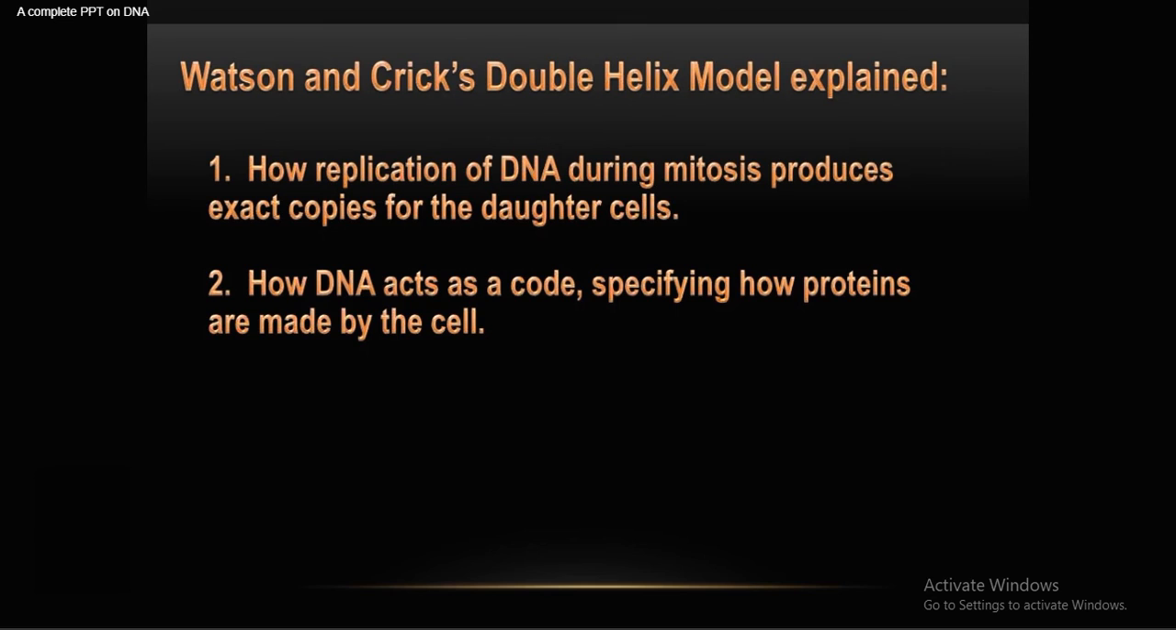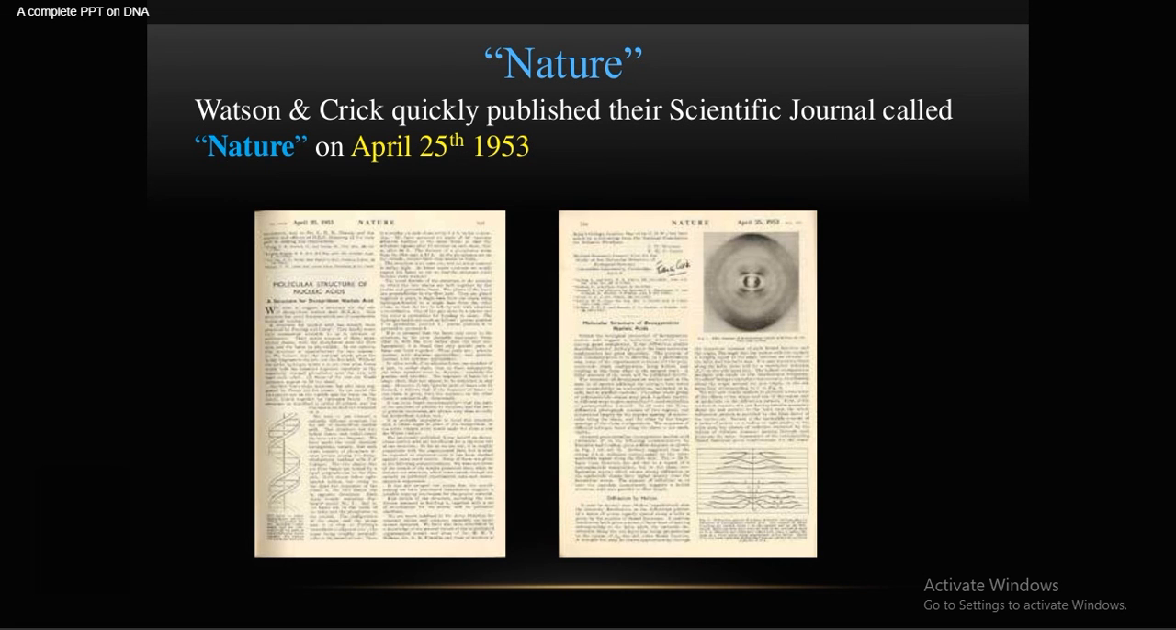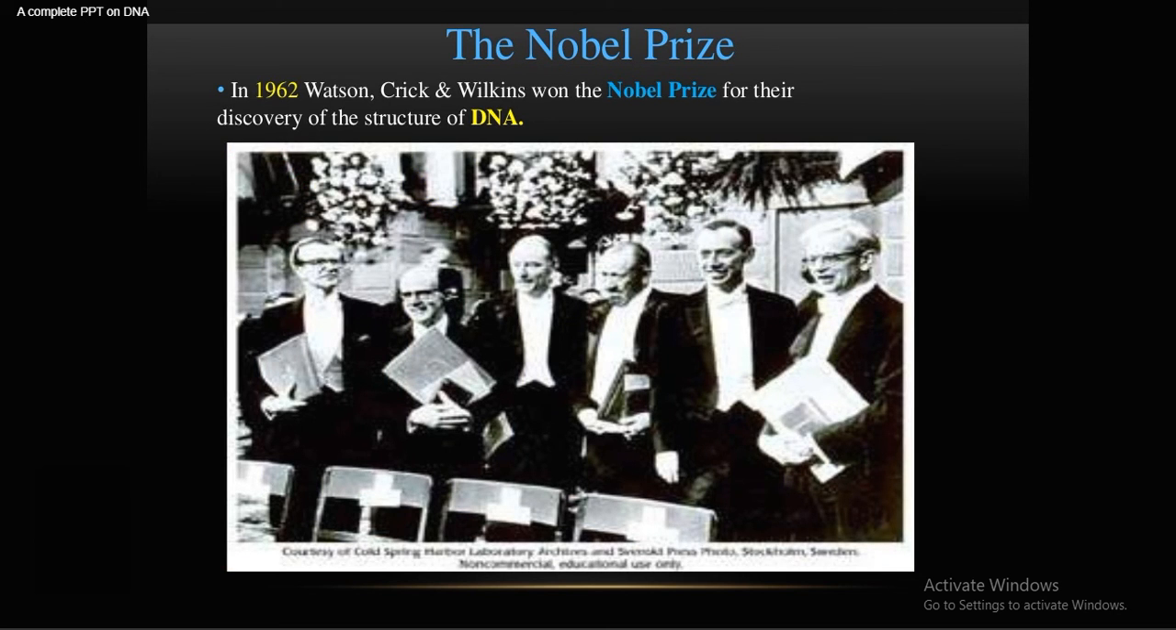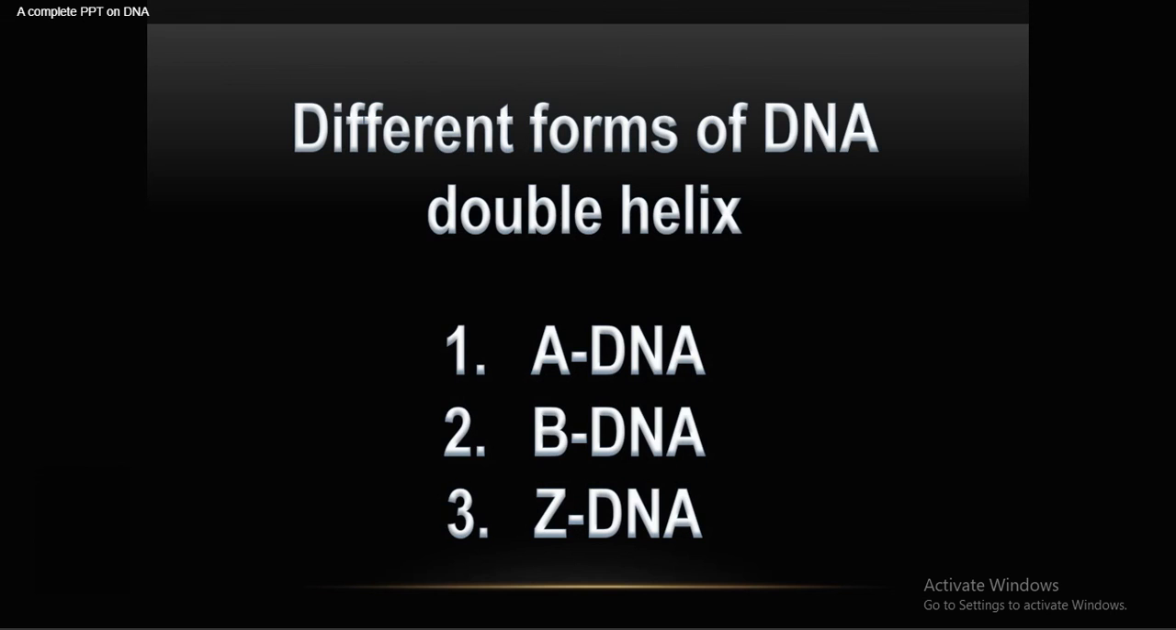So the Watson and Crick double helix model explains how replication of DNA during mitosis produces exact copies for the daughter cells from one generation to the next, and how DNA acts as a code specifying how proteins are made by cells. Their findings were published in the journal Nature on April 25th, 1953. They got the Nobel Prize in 1962 for the discovery of the structure of DNA. There are mainly three different forms of DNA double helix: A, B, and Z DNA.